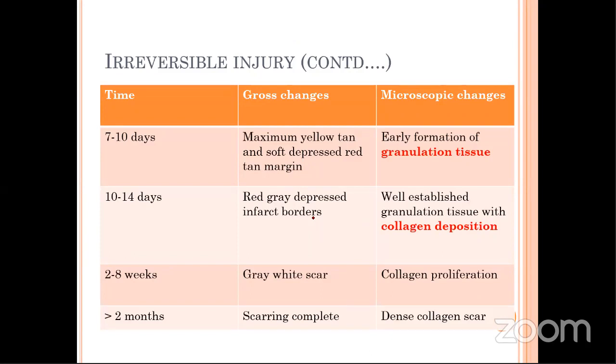Now from 7 to 10 days, granulation tissue starts appearing, and after 10 days, up to 14 days, collagen starts getting deposited. And beyond 2 months, there is a deposition of dense collagen scar. So these are the morphological changes that occur in the heart of a myocardial infarct.